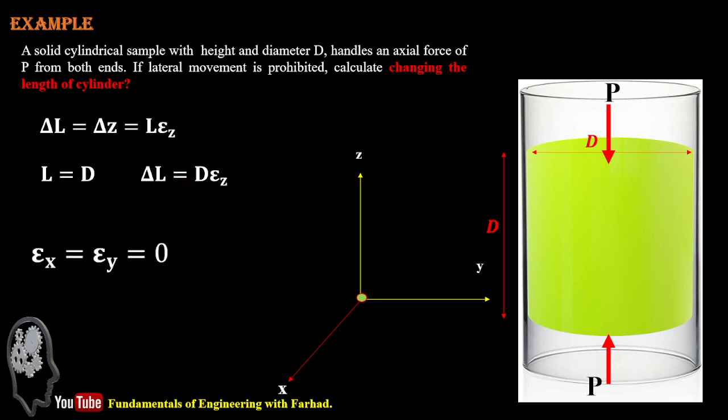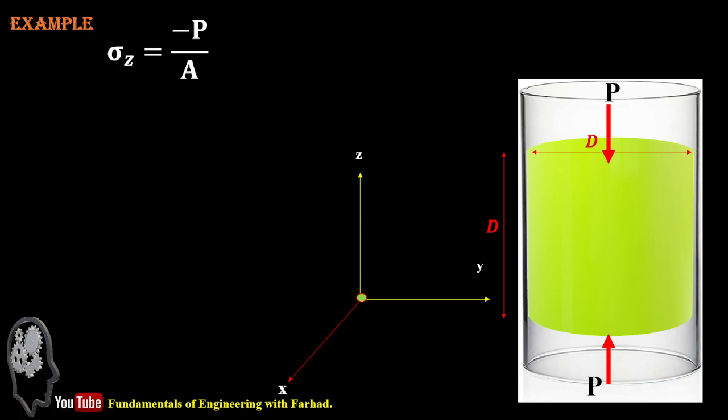In that case, we do know, because the lateral movement is prohibited, epsilon x is equal to epsilon y, and both of them are zero. And sigma z is simply a compressive force of P over the area. That's the stress in Z direction.